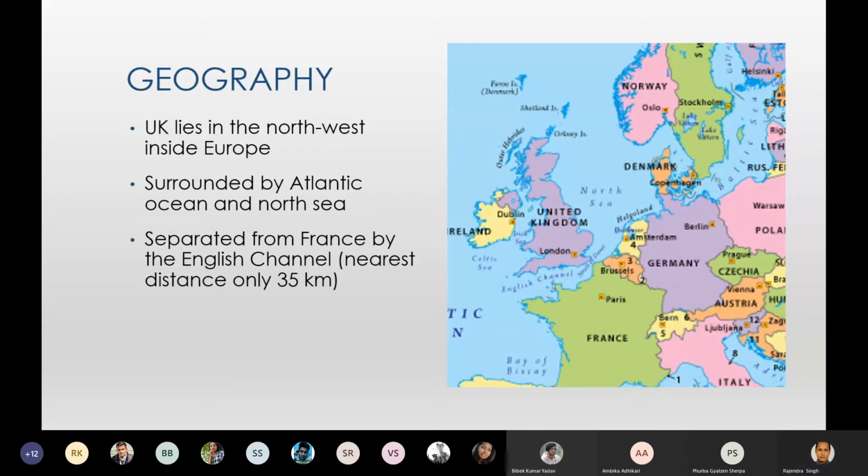The UK is surrounded, much of it, by the Atlantic Ocean. The body of water between Great Britain and France is called the English Channel, and towards the east there is the North Sea. So pretty much on all sides it is surrounded by water, but much of it is surrounded by the Atlantic Ocean.